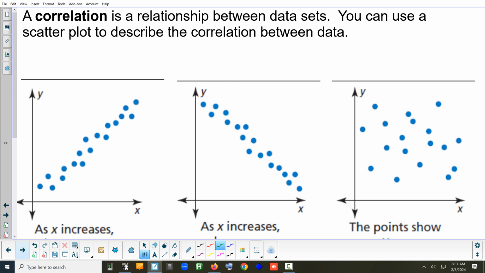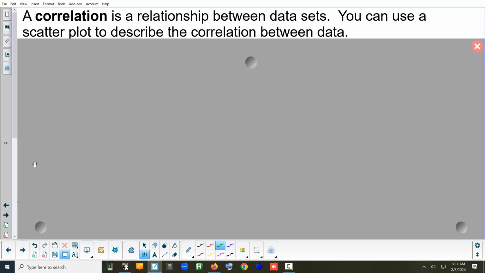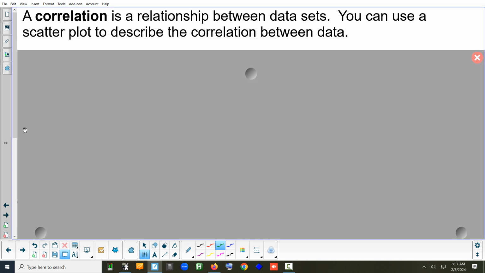All right. So next thing, if there is a pattern in the data, like it looks like the points kind of follow an upward line or a downward line or some kind of line, that is called a correlation. So on that blank where it says a correlation is a relationship between data sets. And then on the next line, it says you can use a scatter plot to describe the correlation between data.